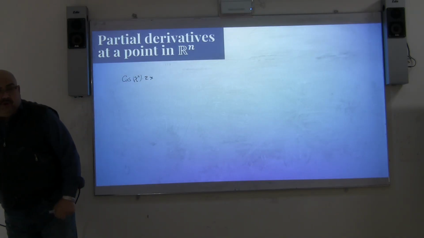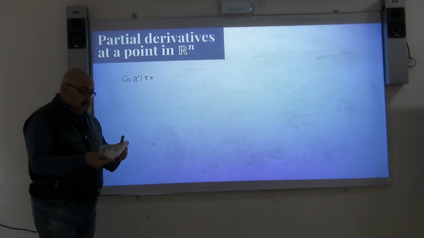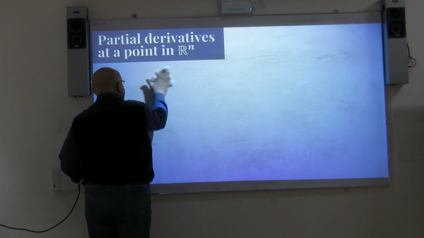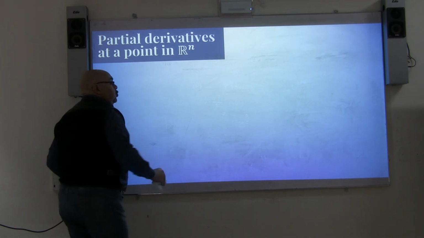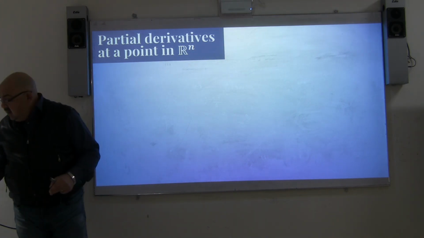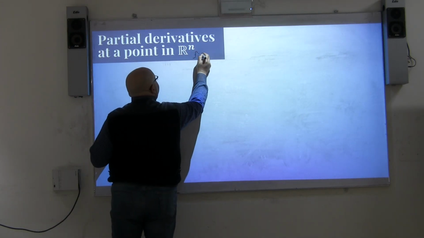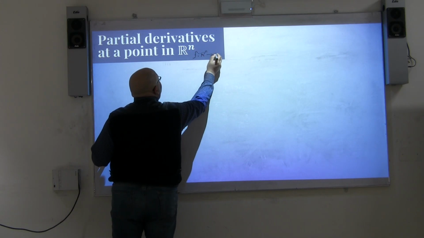Before going to partial derivatives, you are correct also that we are dealing with partial derivatives in the case of functions running from R^n into R.